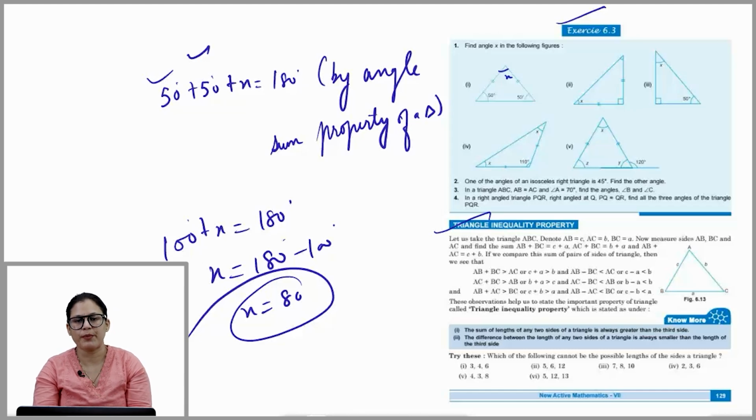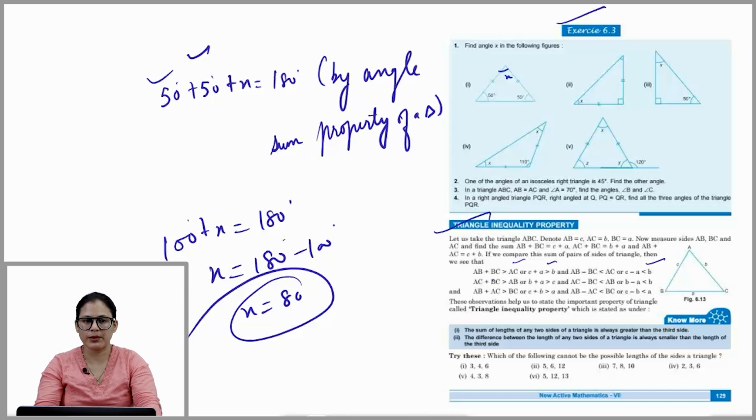If we compare the sums of pairs of sides of the triangle, then we see that AB plus BC is greater than AC, or c plus a is greater than b, and AB minus BC is less than AC, or c minus a is less than b. Similarly, AC plus BC is greater than AB, or b plus a is greater than c, and AC minus BC is less than AB, or b minus a is less than c. And AB plus AC is greater than BC, or c plus b is greater than a, and AB minus AC is less than BC, or c minus b is less than a.